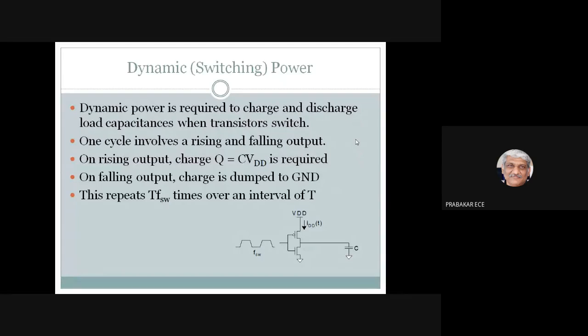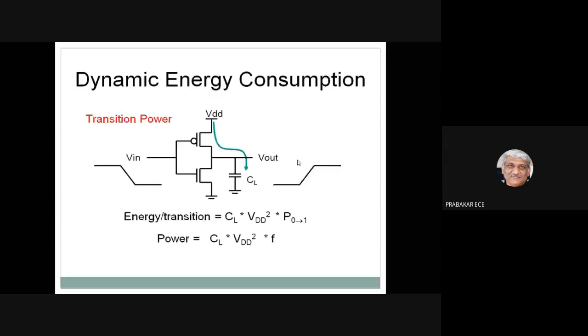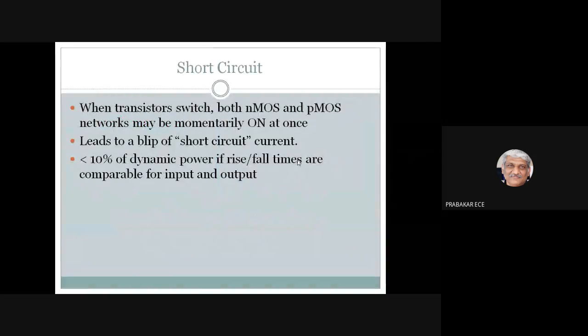So we can say the dynamic power consumption is proportional to the number of transitions that occur. And of course, it also depends on the load capacitance, right? What is the load capacitance? What is the load driven, right? The capacitance C is available, right? And what is the load available? And this is what I have said about the transition power and the energy consumption. Again, there is a short circuit between VDD and the ground. When the transistor switches, both NMOS and PMOS networks may momentarily switch on at some point, right? This is actually the short circuit current.